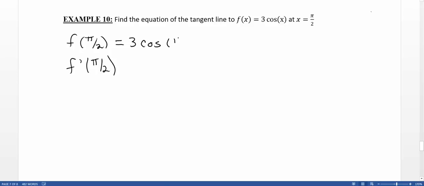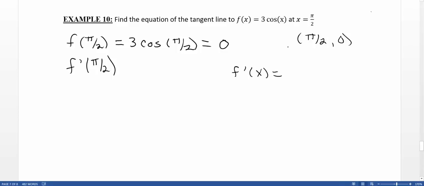So 3 cosine of pi over 2. So cosine of pi over 2 is going to be 0. So that means 3 times 0, which is also 0, which means that our point here that we're working with is pi over 2, comma 0. Now the derivative at pi over 2 means we need to find the first derivative of this function so that we could plug in pi over 2.